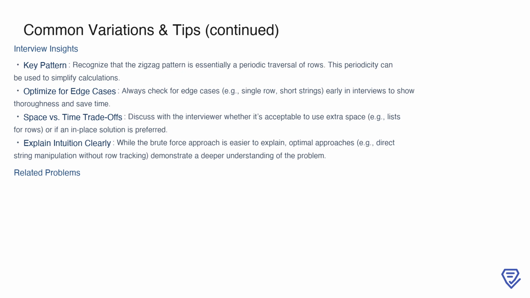Discussing space versus time trade-offs is another valuable point. For example, you may want to clarify whether using additional space, such as lists for row storage, is acceptable, or if an in-place solution is preferred. Finally, always strive to explain your intuition clearly. While brute force approaches can be simpler to describe, discussing more optimal solutions, such as direct string manipulation without explicit row tracking, can highlight your depth of understanding and ability to optimize.